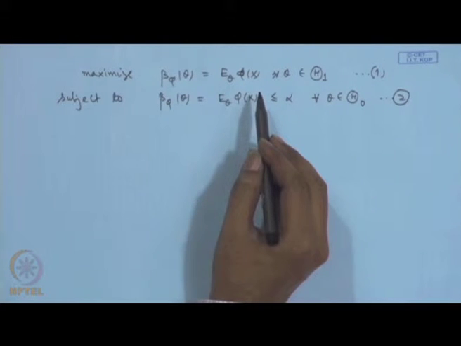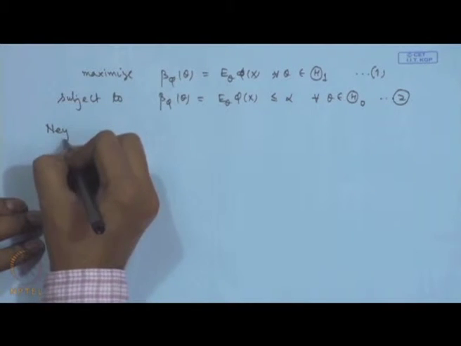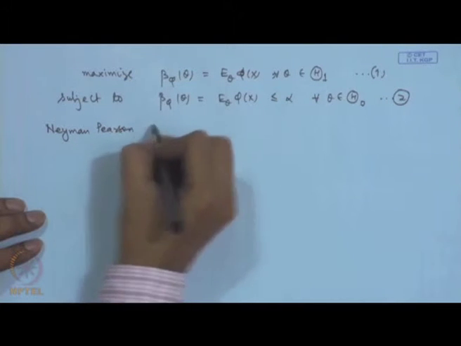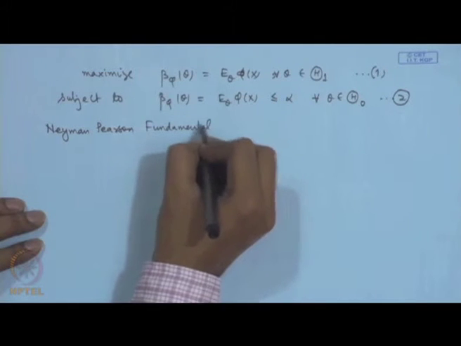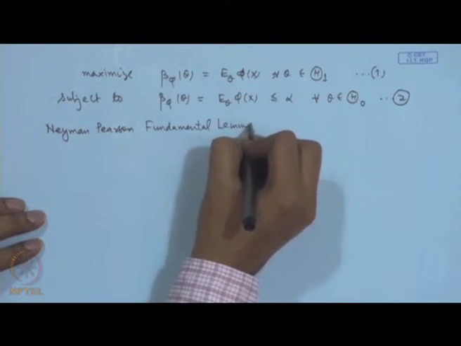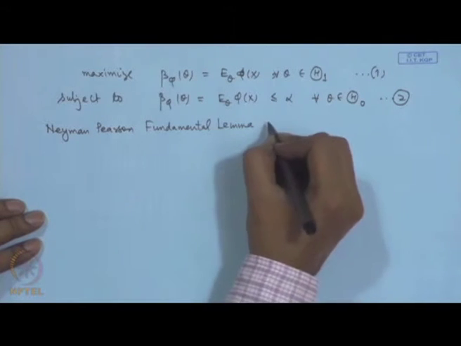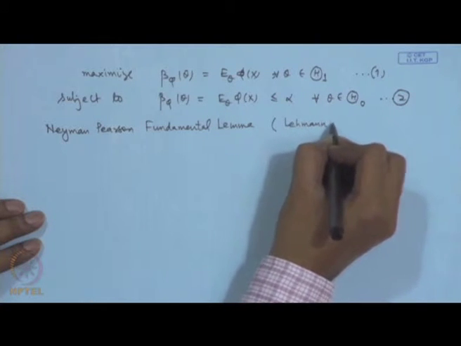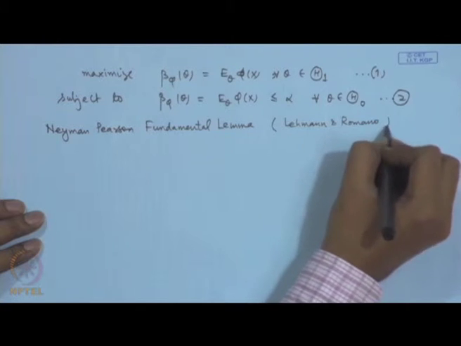I introduce the first major result in this direction, that is known as the fundamental lemma of Neyman Pearson. This lemma is available in all the statistics texts. I have considered the statement and the proof from the book of Lehman and Romano.